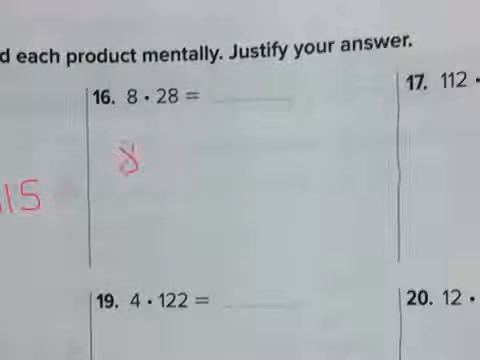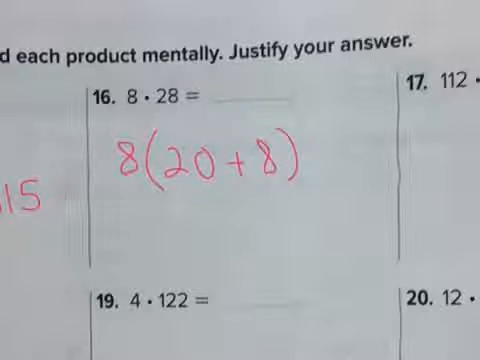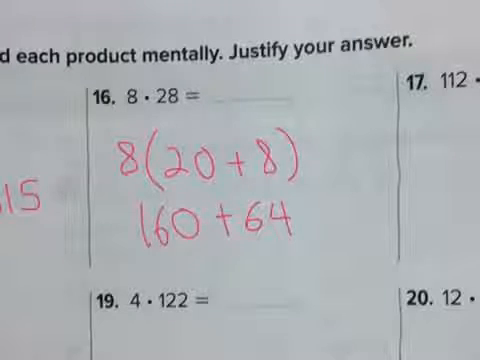For 16, you can do the same. You have 8 times 20 plus 8. 8 times 20 is 160. Plus 8 times 8 is 64. When you add those two together, you get 224. Right?